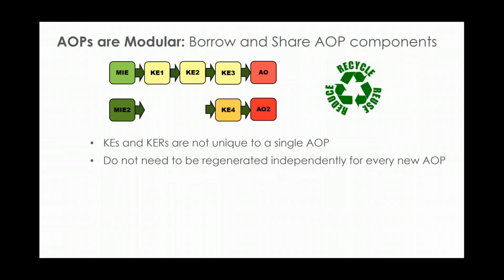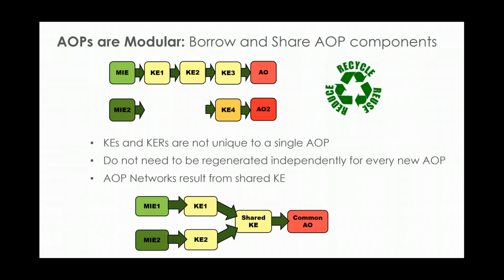So in this little example here, there's the animation. But you can borrow the different things, and it's when you share different key events and key event relationships that the networking occurs, and it allows the simple AOPs to become a much more powerful tool in their full completeness of the network.